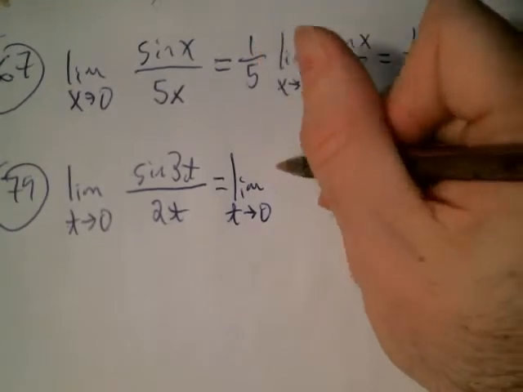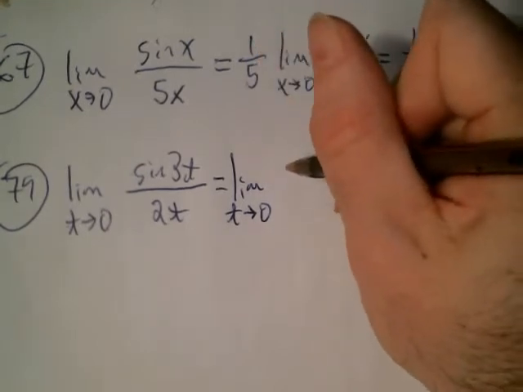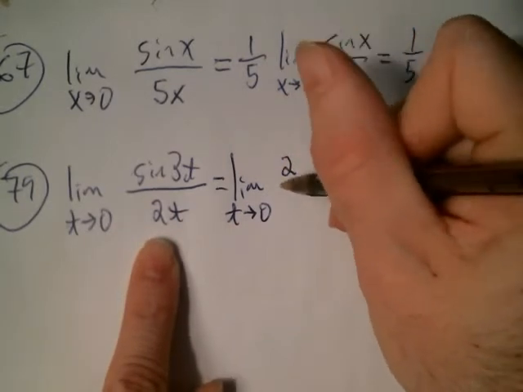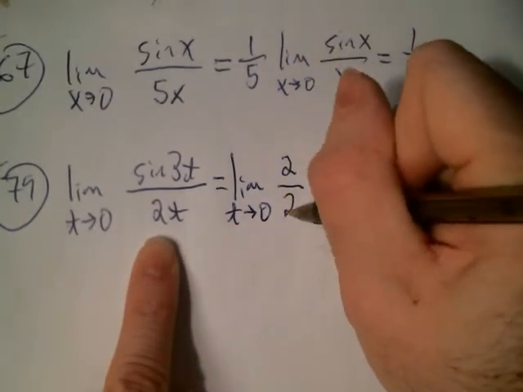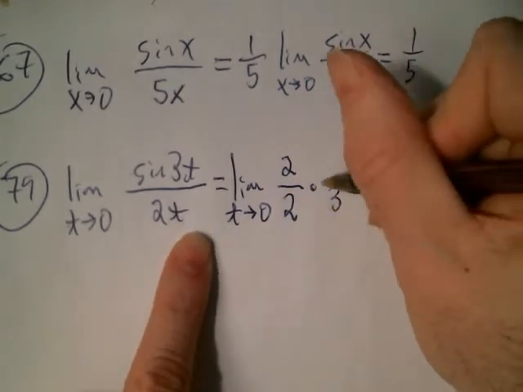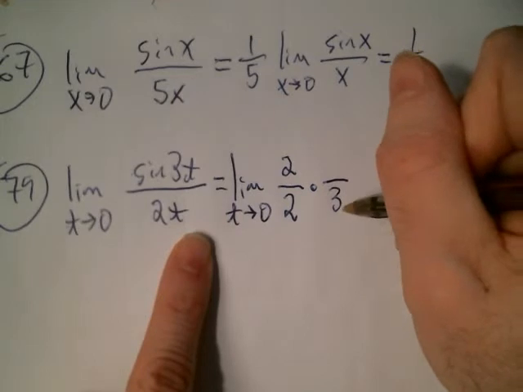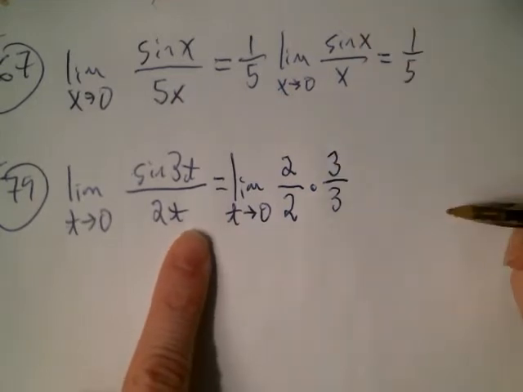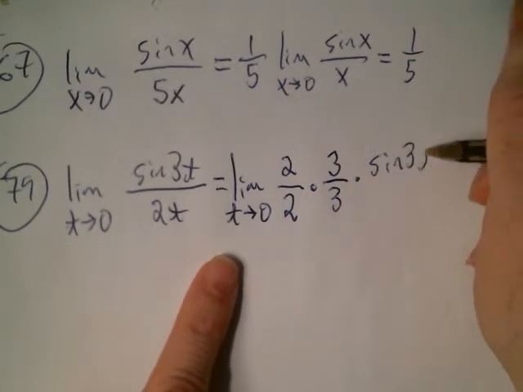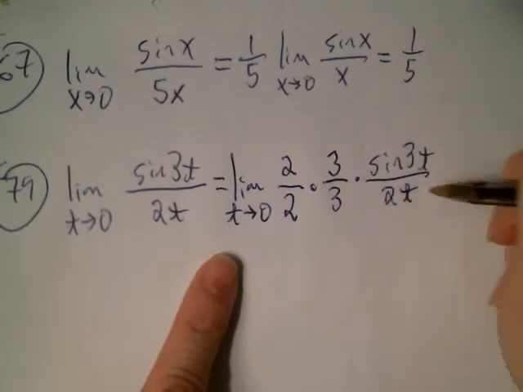How does that work? Well, you want to clear out the denominator by multiplying by 2. But if you multiply by 2, you have to immediately divide by 2. Then we also want to put a 3 in the denominator. So I multiply by 1/3, but if you multiply by 1/3, you have to multiply by 3. Okay? And then times the sine of 3t all over 2t.